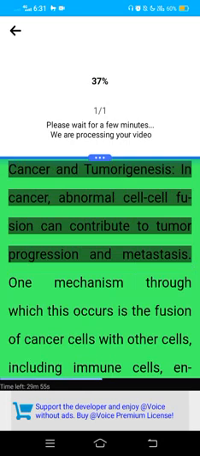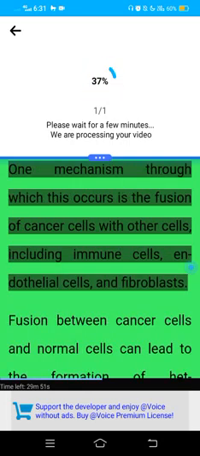Cancer and tumorigenesis. In cancer, abnormal cell fusion can contribute to tumor progression and metastasis. One mechanism through which this occurs is the fusion of cancer cells with other cells, including immune cells, endothelial cells, and fibroblasts.